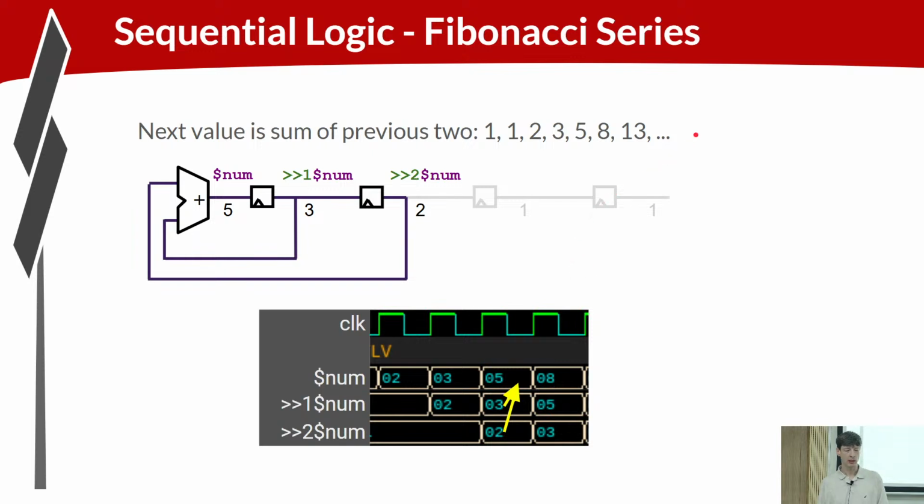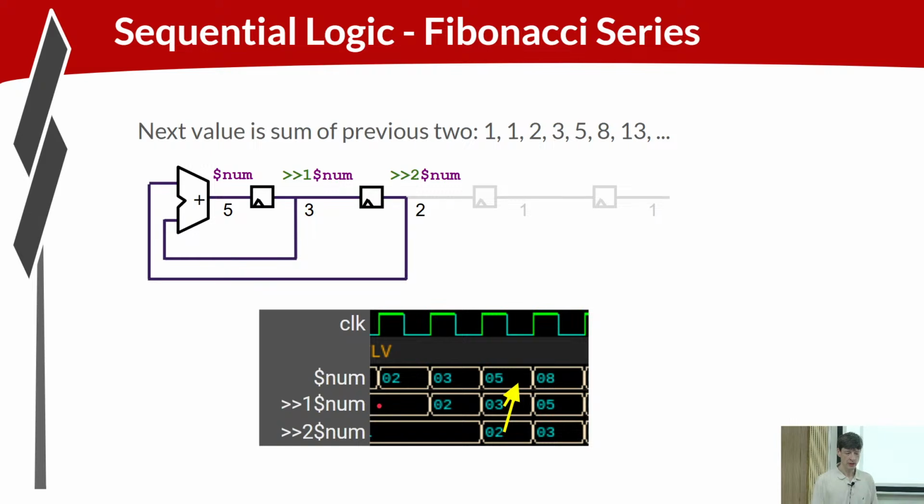So let's look at a simple sequential circuit. This is a circuit that computes the Fibonacci series. The Fibonacci series starts out with 2 1s, and in the circuit implementation, every clock cycle, we're going to calculate a new value in the series as the sum of the previous 2 values. So 1 plus 1 equals 2. 1 plus 1 equals 2. 1 plus 2 equals 3. 2 plus 3 is 5, etc.